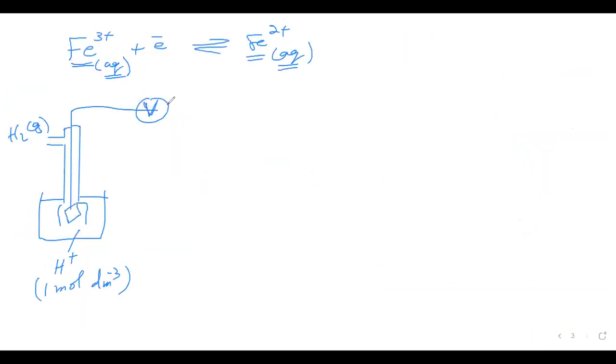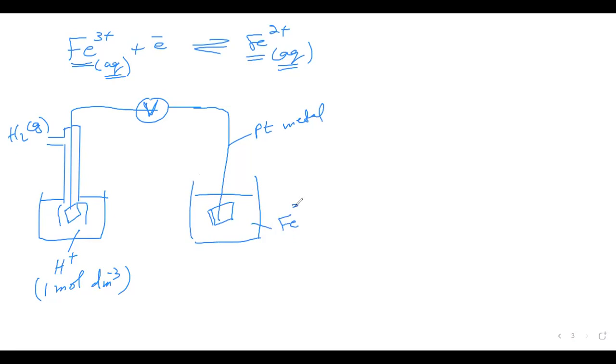So we are going to construct our cell consisting of a platinum metal. This is the platinum metal. And directly the platinum metal is placed in the mixture of the iron plus 3 and iron plus 2 ions. Of course, every one has a concentration of 1 mole per decimeter cube. This also has a concentration of 1 mole per decimeter cube, so that we get standard conditions.